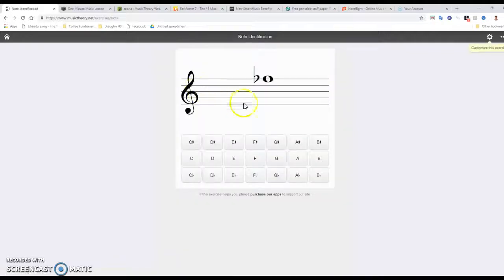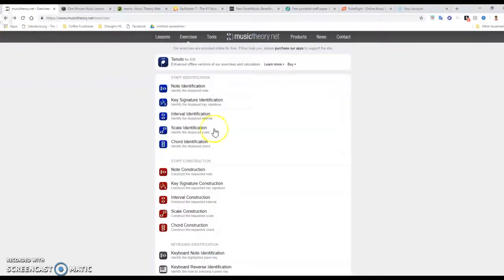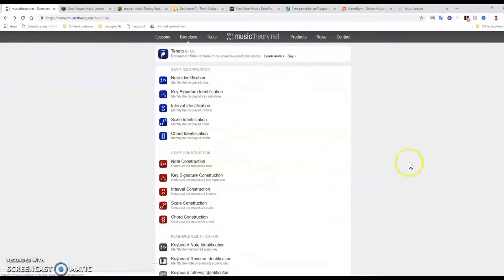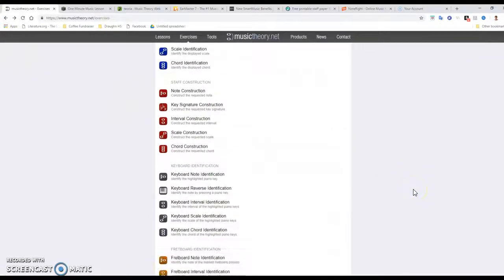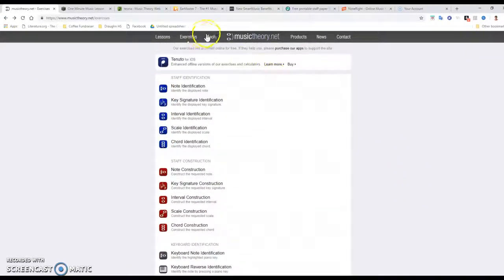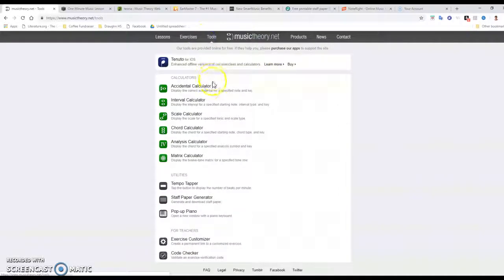Note identification, they would go through and of course identify the note that they see on the screen, and it plays the note as they play it. And then it continues on through staff construction and note identification and keyboards and just a huge number of items there.